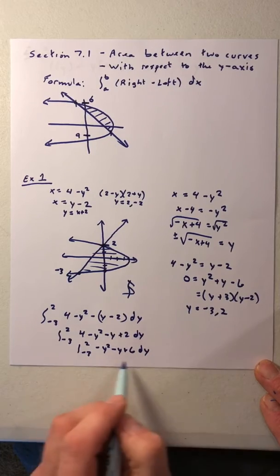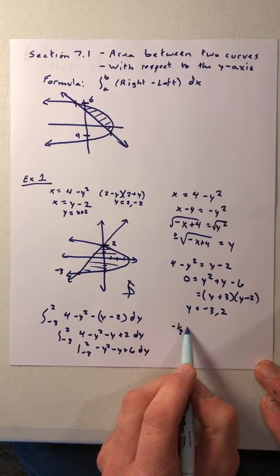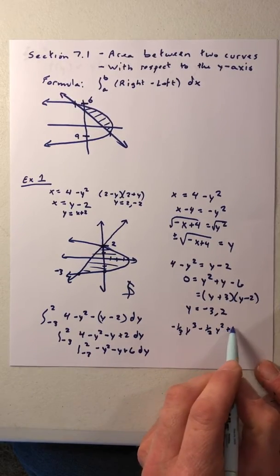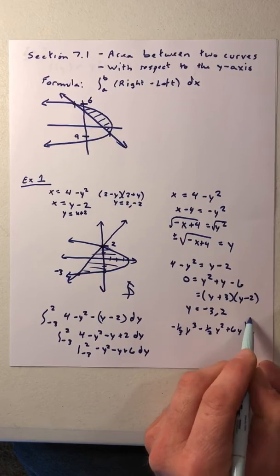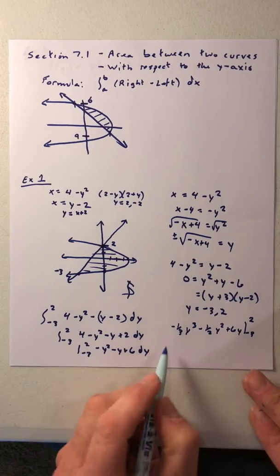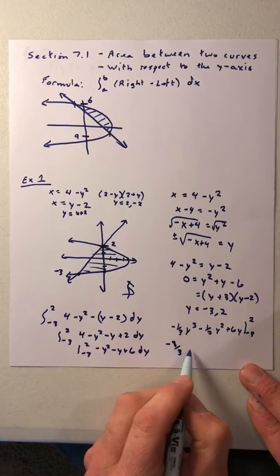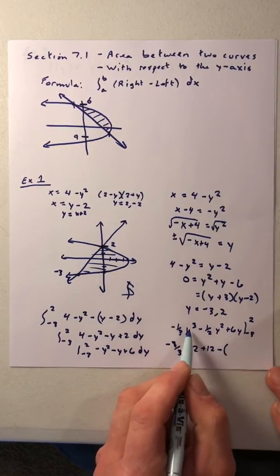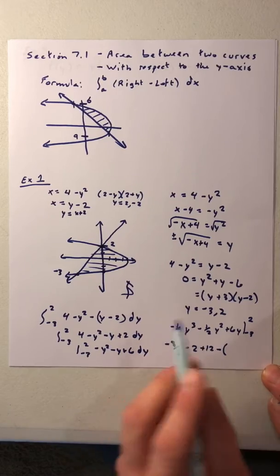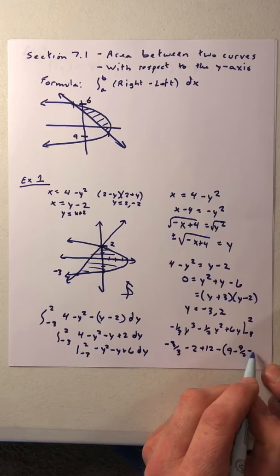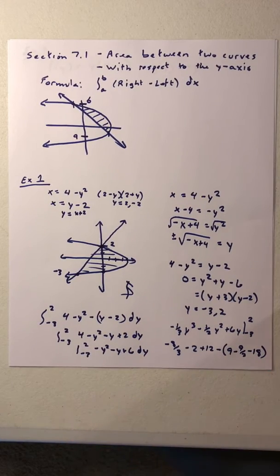I can integrate that. So we'll come over here: negative 1/3 y to the third minus 1/2 y squared plus 6y, from negative 3 to 2. Plug in your 2, plug in your negative 3, and get your value. So what do we have? Negative 8/3 minus 2 plus 12, minus, plug in your negative 3, we get negative 27 divided by negative 3 gives us 9, minus 9/2, minus 18. And that'll give us our value. You can plug it into your calculator just the same as I can.